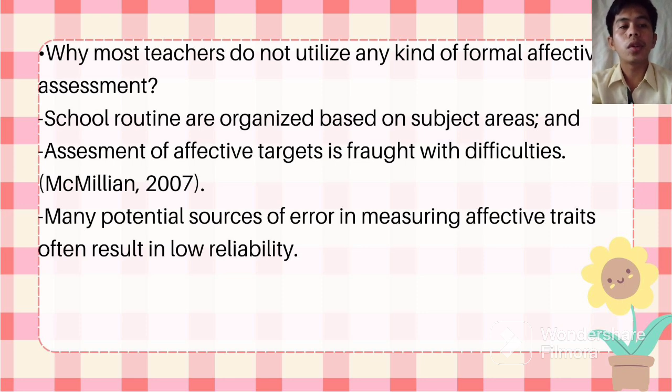The second possible reason is that many potential sources of error in measuring affective traits often result in low reliability. Motivation is of primary concern. Students need to take such assessment seriously to provide accurate results, but still many may refrain from giving honest answers if the responses are not treated with anonymity and confidentiality.